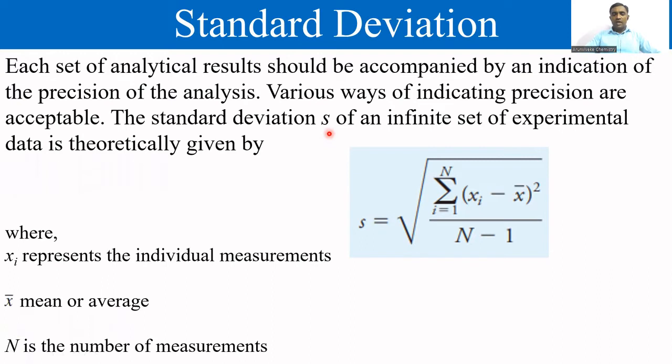And the formula to calculate standard deviation is the square root of the summation, i equals 1 to n, of (xi minus x bar) whole square, whole divided by n minus 1, where xi represents the individual measurement, x bar represents the mean or average, and n represents the number of measurements.